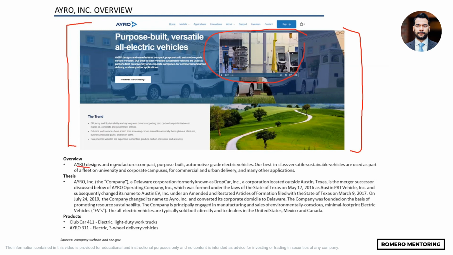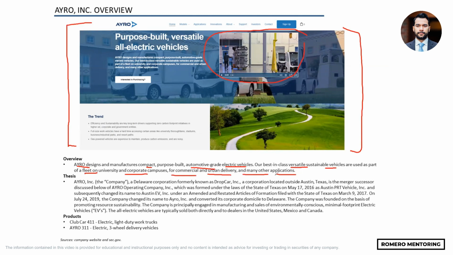Ayro designs and manufactures compact purpose-built automotive-grade electric vehicles. Our best-in-class, versatile, sustainable vehicles are used as part of a fleet on university and corporate campuses for commercial and urban delivery and many other applications.